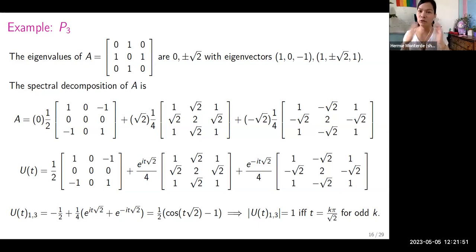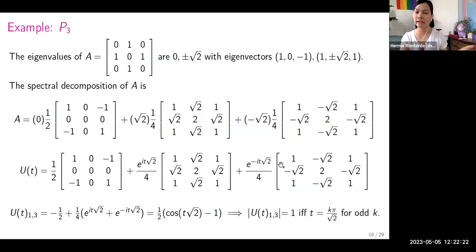So which means that there's always perfect state transfer at every odd multiple of π over √2. And we've seen that for π over √2 in the visualization. So this is exactly how you know whether there's PST or not. The thing is, you don't want to do this for every graph, right? It's such a hassle to compute all of these things. You want a characterization that would be a bit direct, right?